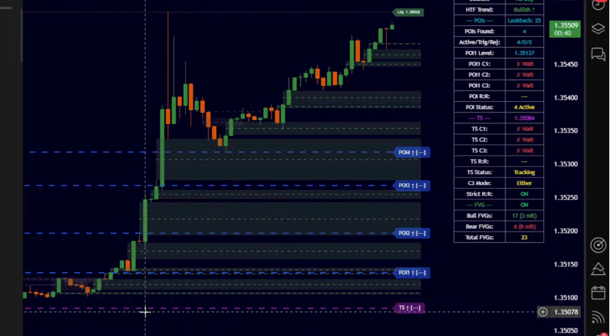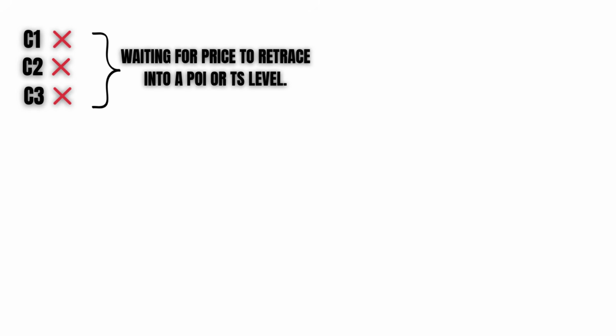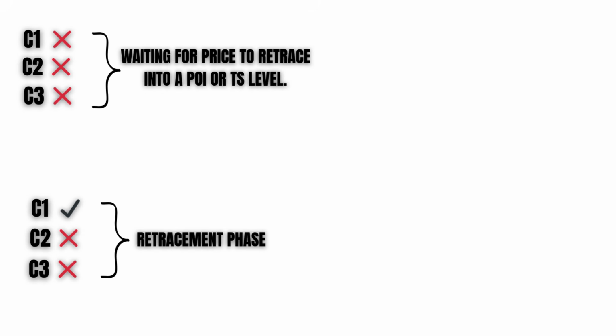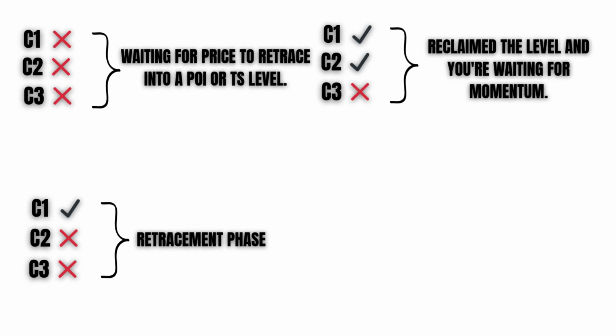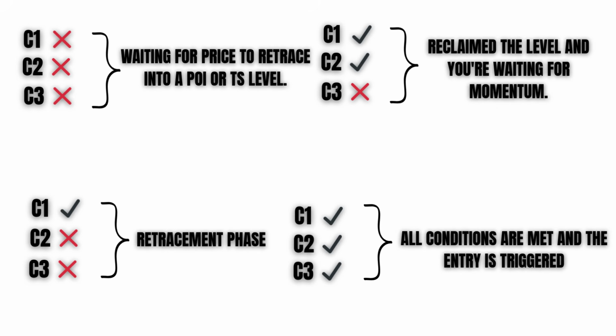Step 3 is to monitor conditions as they develop. As price moves on the lower time frame, watch the conditions in the table. When you see C1X, C2X, C3X, you're waiting for price to retrace into a POI or TS level. When you see C1 checkmark, C2X, C3X, price has dipped into the level and condition 1 is met. You're waiting for the reclaim. When you see C1 checkmark, C2 checkmark, C3X, price has reclaimed the level and now you're building momentum. When you see C1 checkmark, C2 checkmark, C3 checkmark, all conditions are met and entry is triggered.